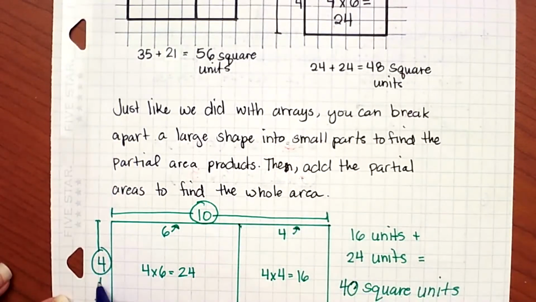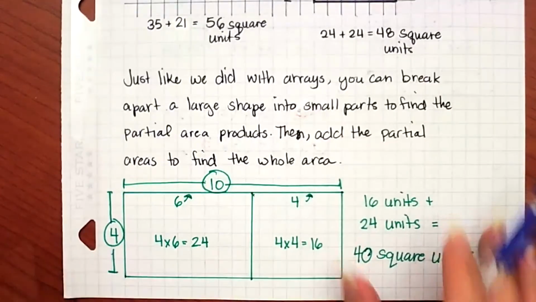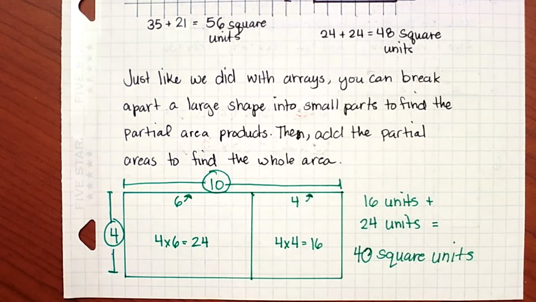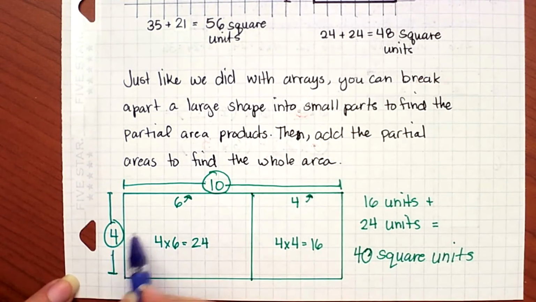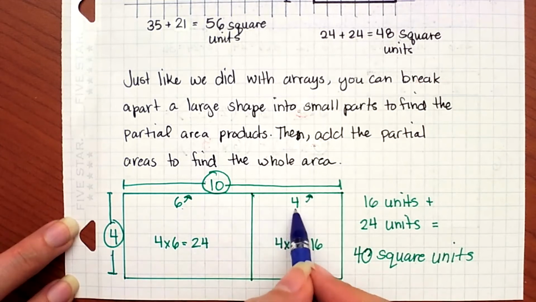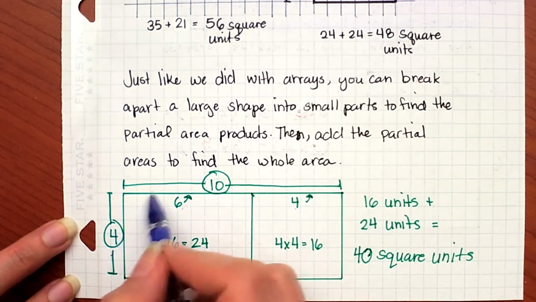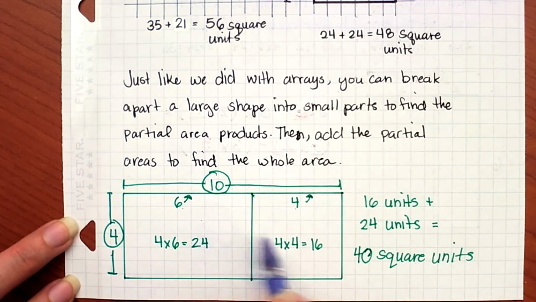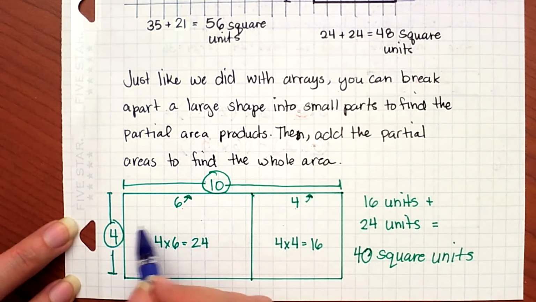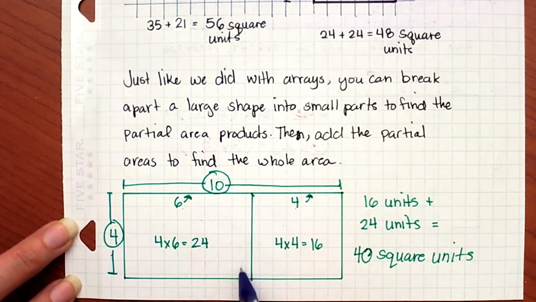So if I have a 4 by 10 rectangle, and I'm not sure what the area is, I'm going to split my 10 into 6 and 4. So this became a 4 by 6 rectangle, and this became a 4 by 4 square because this side is 4, so this side over here is still 4.